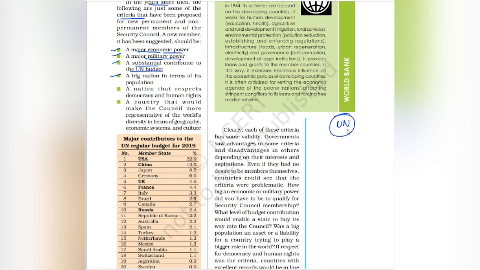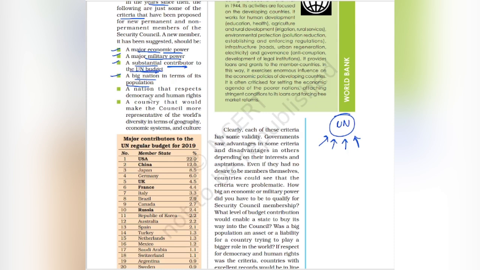All the member countries of the United Nations give some funding so that it can run properly as an organization. So in order to become a permanent member of the Security Council, you must be a good contributor to the UN budget, right? Next, a big nation in terms of population. Of course, there has to be a good amount of population to be a part of the Security Council.